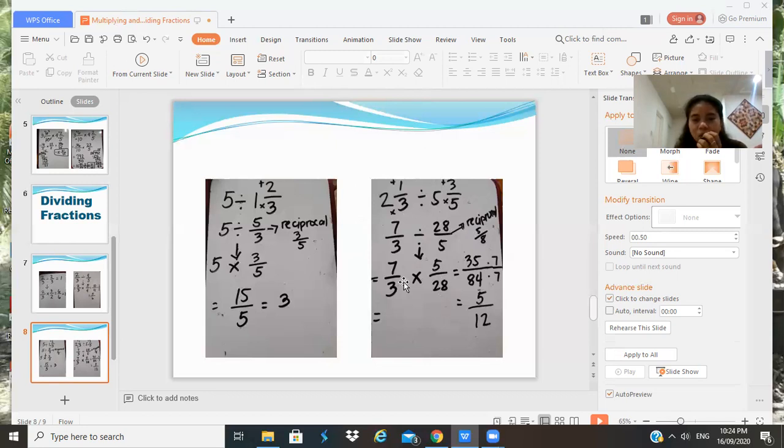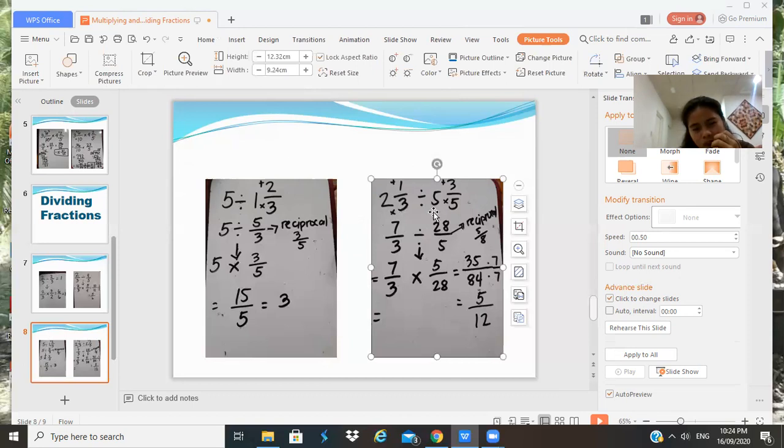Okay, so we are going to multiply now. What is 7 times 5? 7 times 5 is 35, right? Then 3 times 28 is 84. Then 35 and 84 can be divided by 7. So we divide both. 35 divided by 7 is 5. And 84 divided by 7 is 12. So that's why 2 and 1/3 divided by 5 and 3/5 is 5 over 12.